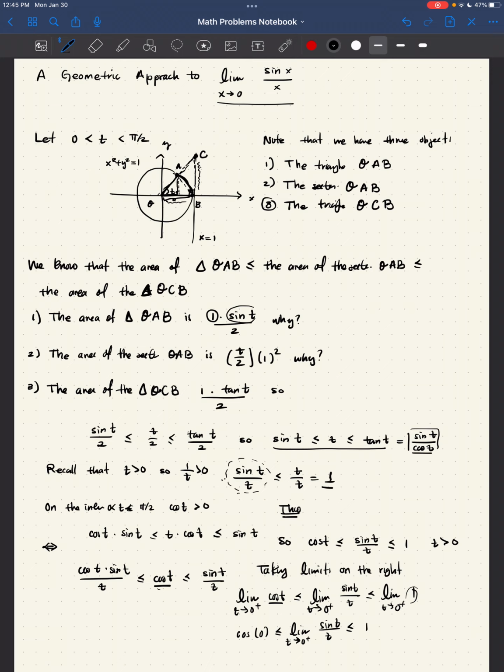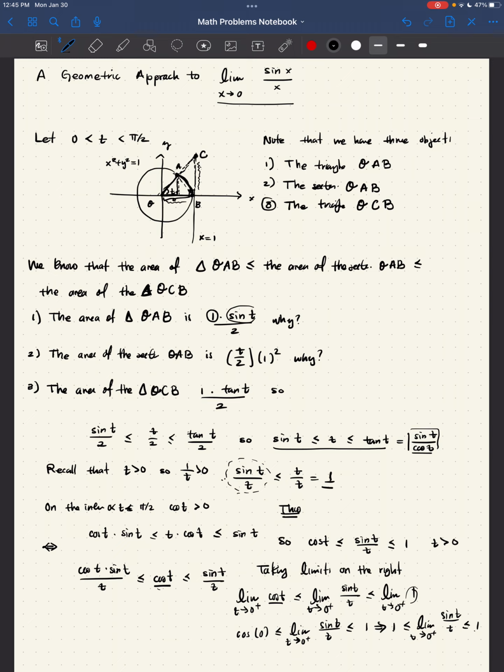But the cosine of 0 is 1. So we have that 1 is less than or equal than the limit as t tends to 0 on the right of sine of t over t, which in turn is less than or equal than 1. But you have that a number, this limit, is bounded between 1 and 1, so it better be 1.